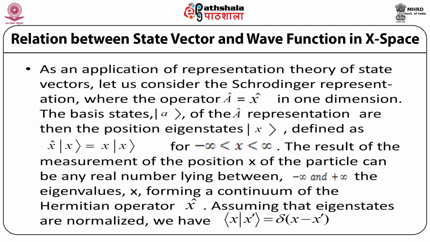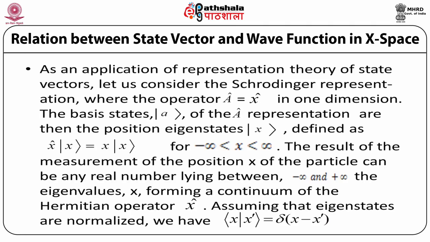Now, if the basis states are represented by the ket vector |a> of the operator A representation, then the position eigenstates are represented by the ket vector |x>, where the position operator x is defined by x acting on the ket vector |x> equals the eigenvalue x times the ket vector |x>, for all x lying from minus infinity to plus infinity. That is, for a one-dimensional coordinate going from minus infinity to plus infinity.